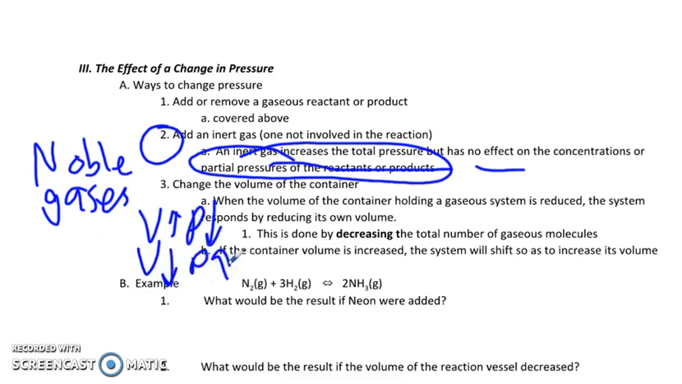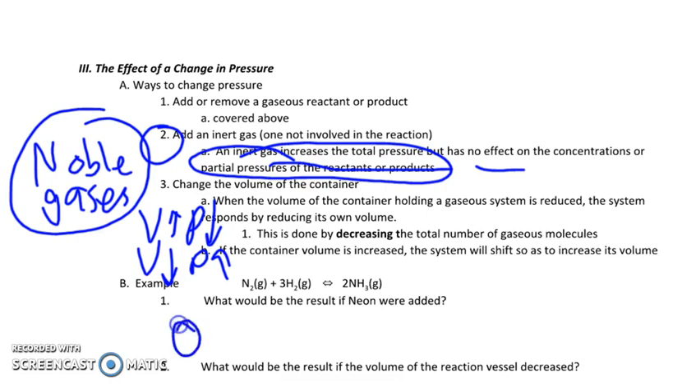So what's going to happen here? Here's our example, and this is the Haber process. Remember I told you about making ammonia, a very typical one. So what would be the result if neon were added? What is neon? Is neon a noble gas? So what did I say about noble gases? Noble gases are not involved in the reaction, and neon is not. So an inert gas will increase the total pressure, but has no effect on the concentrations or partial pressures.